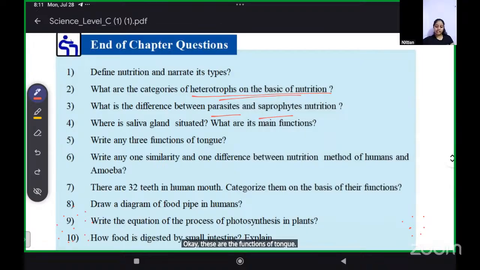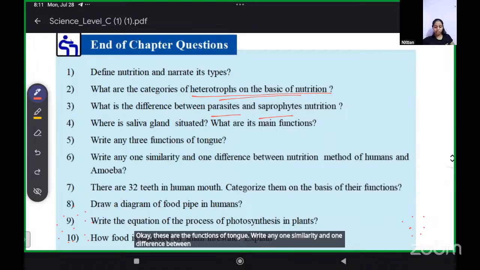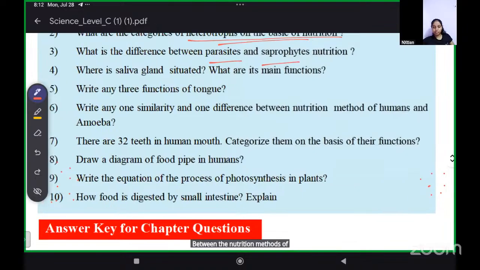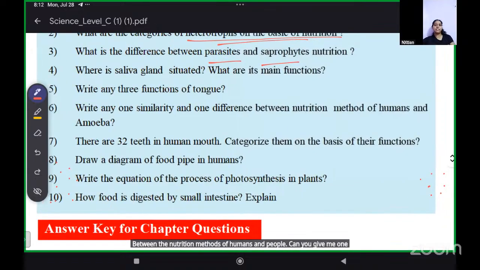Write any one similarity and one difference between nutrition method of humans and amoeba. Between the nutrition methods of humans and amoeba. Can you give me one similarity and one difference? Both of them use digestive juices. Very good. Amoeba's digestive system is meant for only one cell, while ours is meant for many cells. Many cells. Yes, that is true.